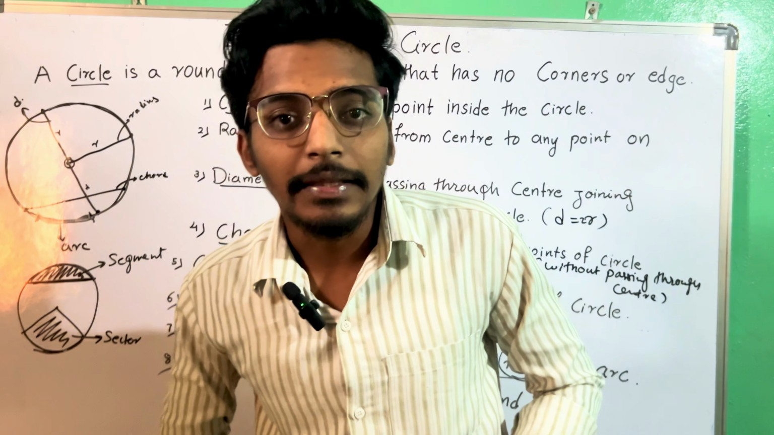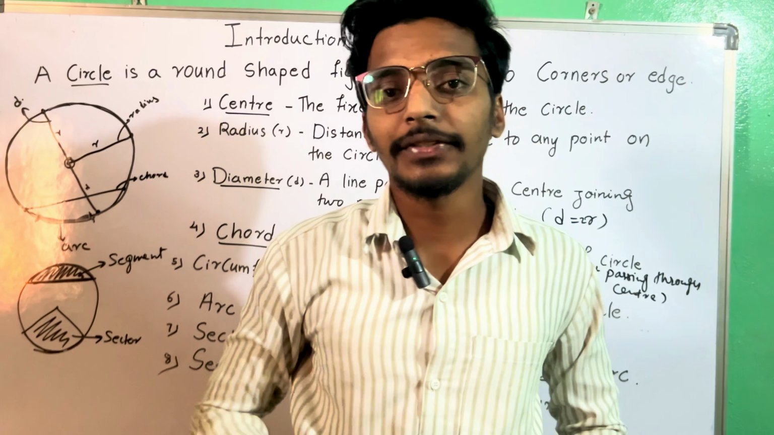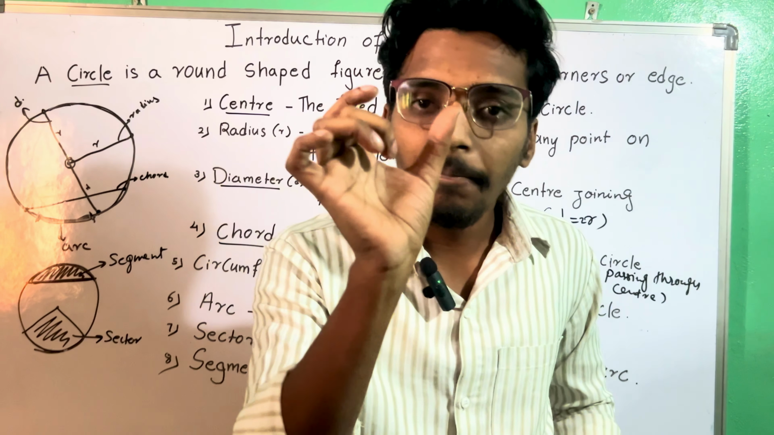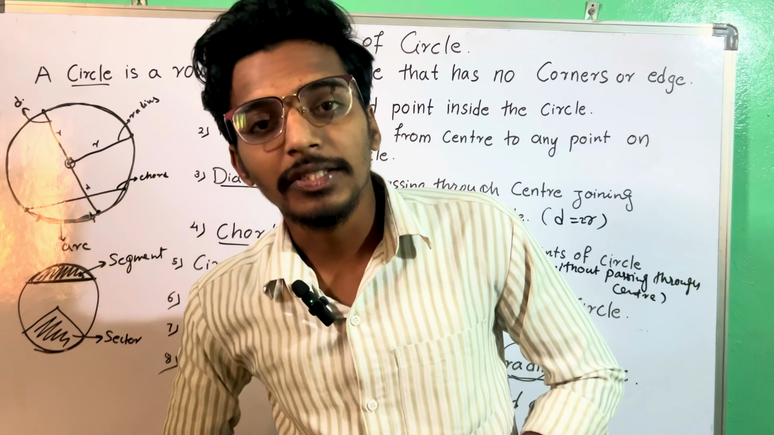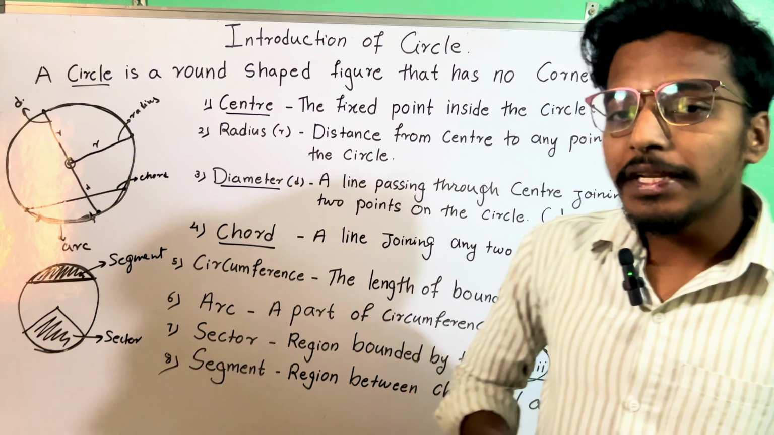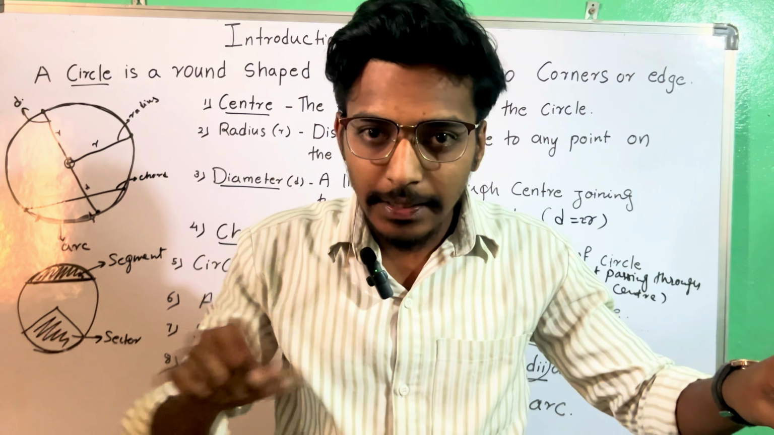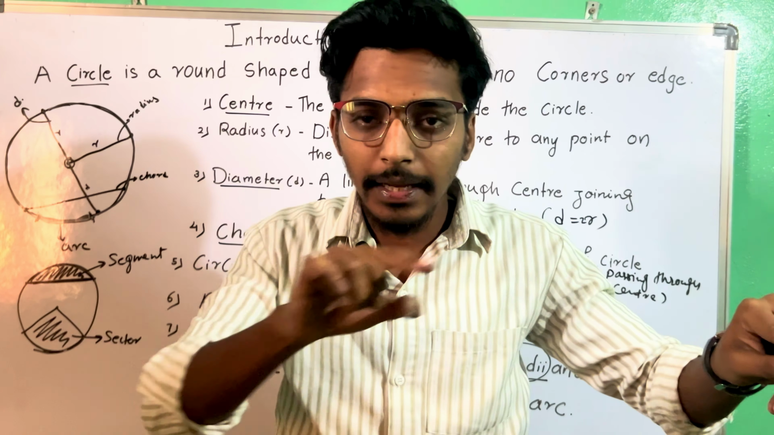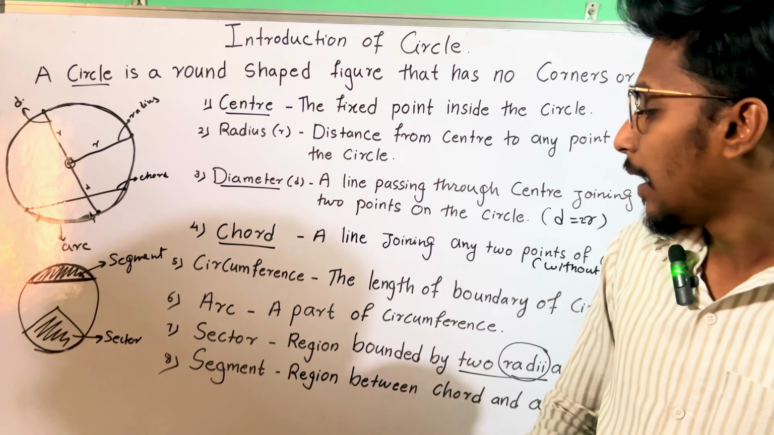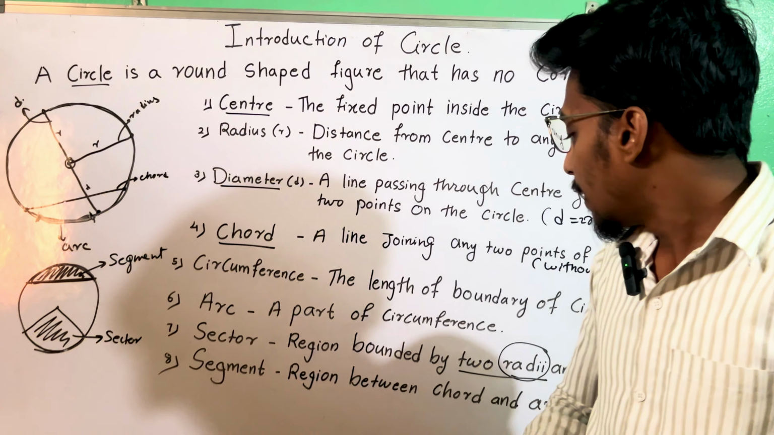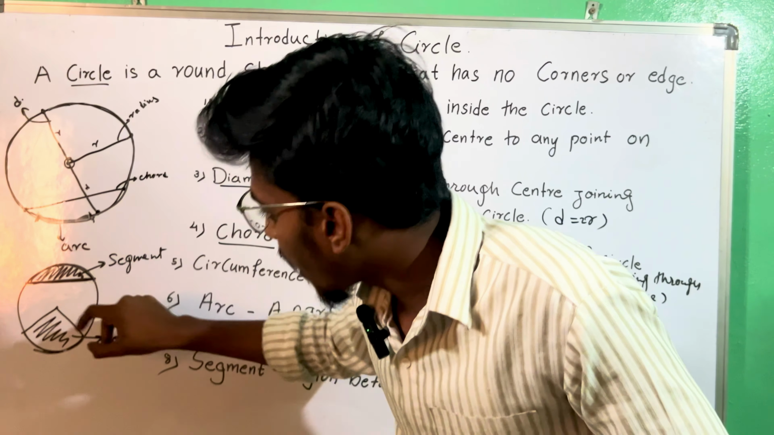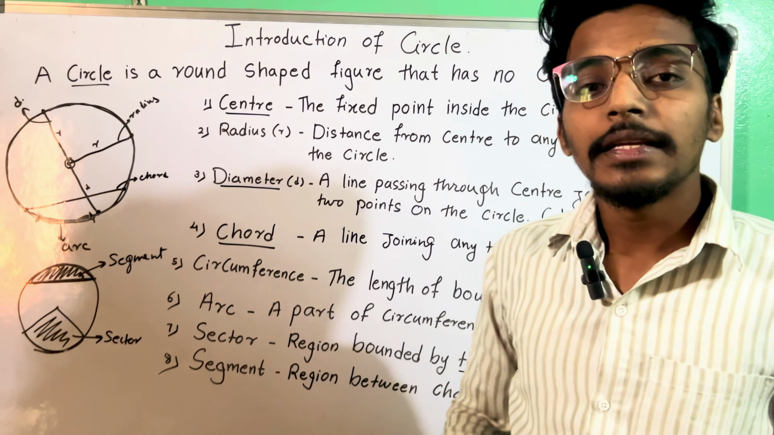Circumference is the length of the circle. Then the arc: a small part of the circumference is called an arc. Then sector: a region between two radii and an arc. That region is called a sector. And then the next is a segment: the region between a chord and an arc. That region is called our segment.